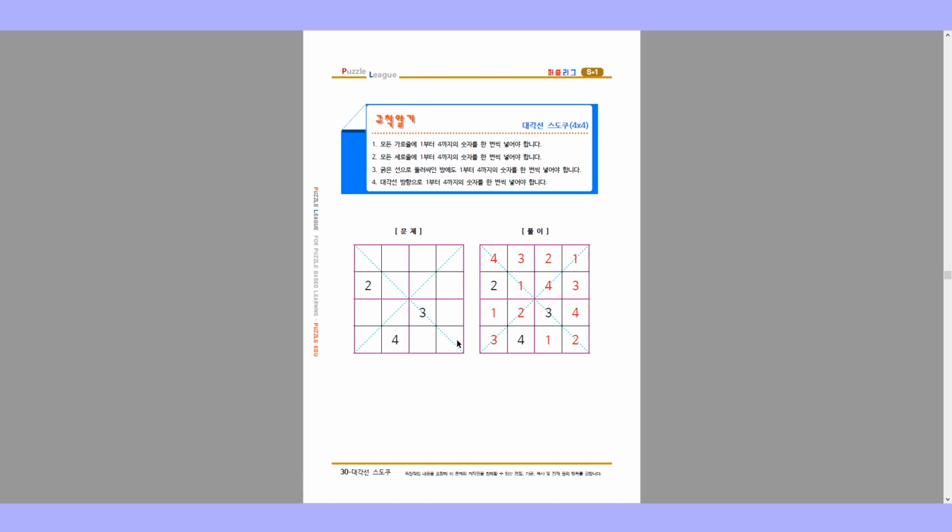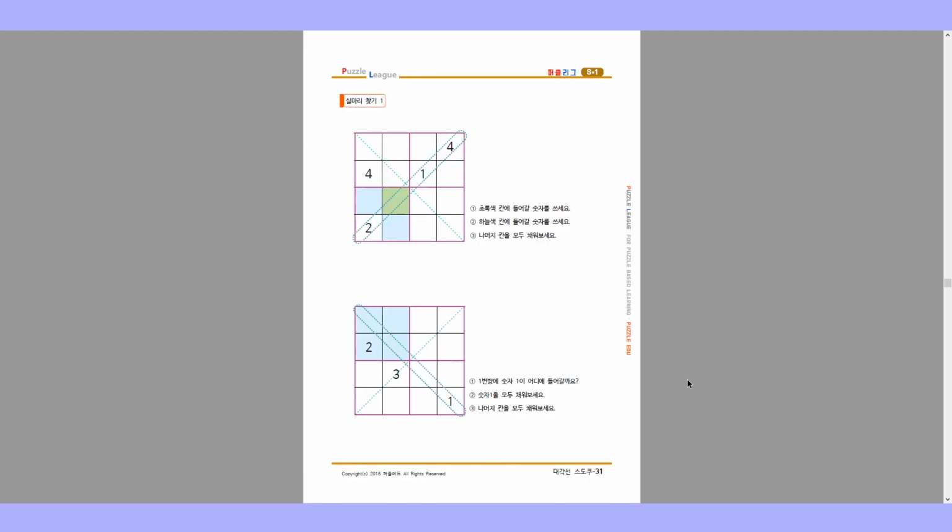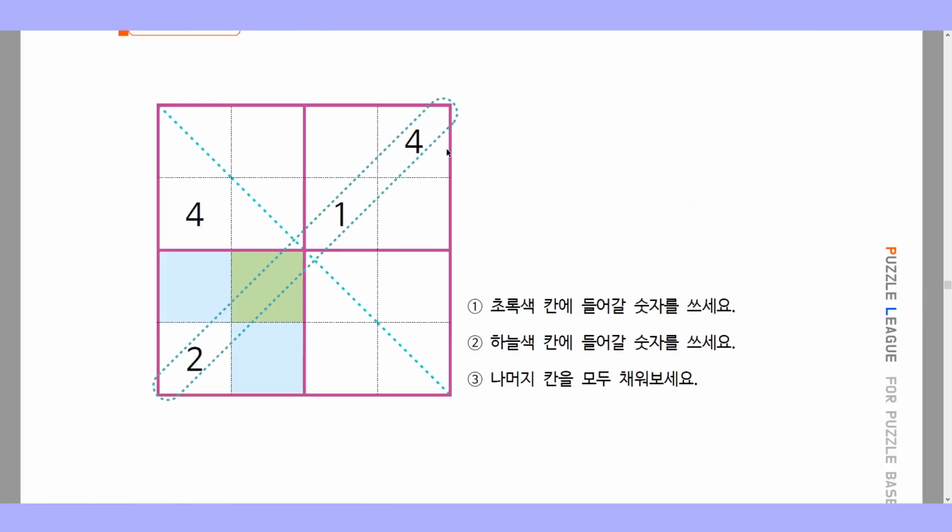I'll go through one of the tips here so you can see the process behind solving these puzzles. First, let's take a look at this example. Let's find the number that should go in the green cell. 3 out of the 4 numbers in this diagonal already exist. Therefore, the number that goes in the green cell has to be the missing number, which is the number 3.